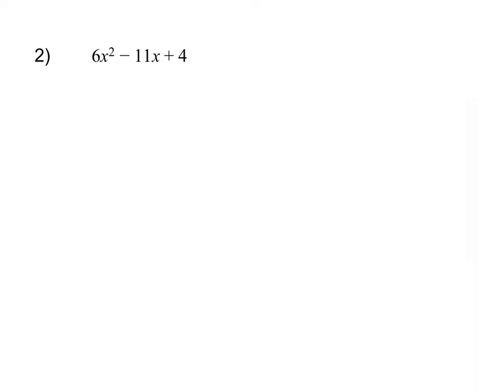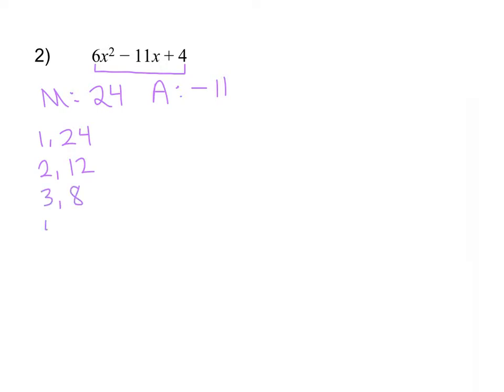Number 2, we have 6x squared minus 11x plus 4. First, we're going to multiply our a and c term together. So we're trying to find two numbers that multiply to 24 and then add to our middle term, which is a negative 11. So our factors of 24: 1 and 24, 2 and 12, 3 and 8, and 4 and 6.